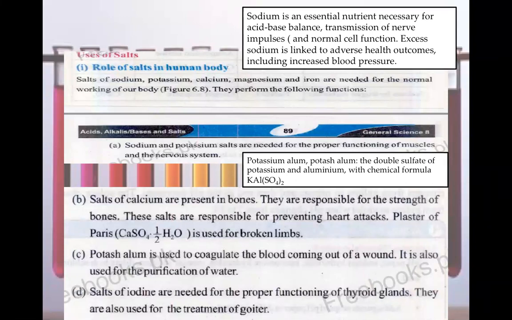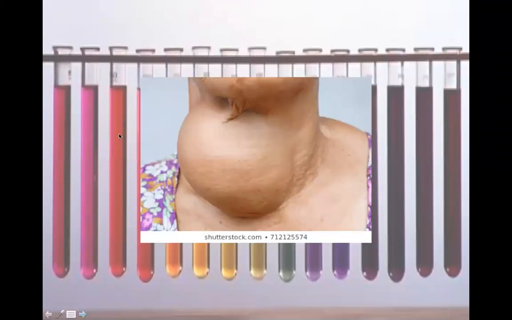Then we have salts of iodine, which are needed for the proper functioning of thyroid glands. They're also used for the treatment of goiter. ठीक है, iodine के salts जो हैं, this is a very common use. Iodine के salts जो हैं ये goiter को, goiter is basically this kind of condition. If you see the slide, basically ये goiter सा बन जाता है, एक anomaly सी हो जाती है due to the thyroid gland. These are the glands that are present in our throat. इसमें कोई एनॉमली हो जाती है, इस कंडीशन को गोइटर कहते हैं, लैक ऑफ आयोडीन की वजह से. So salts of iodine are used for the treatment of goiter.